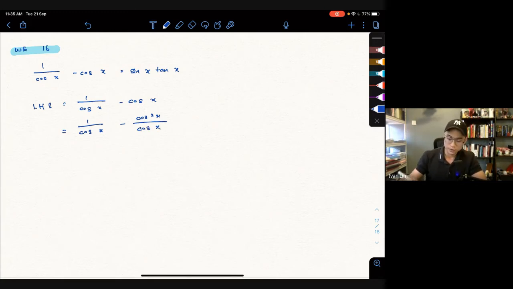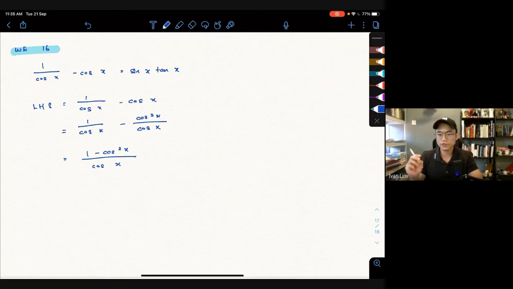Okay. Sometimes you have to try and error. There's no fixed formula for this. You just need to apply your trigo identity. And I might do it differently. You might do it differently also. Okay, in terms of the steps. But eventually the proof, your result will be the same. Okay, so now we can join it together. 1 minus cos square x over cos x.